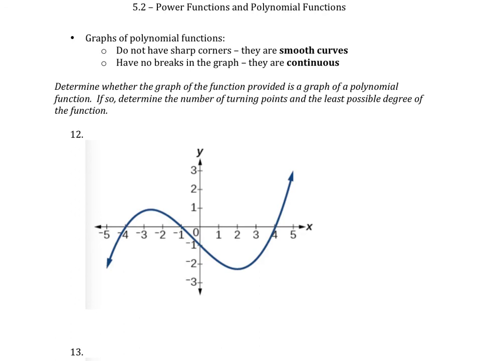Okay, so let's see what we have next. So graphs of polynomial functions. When you're looking at a graph, the telltale signs of a polynomial function are, number one, they are smooth curves, so they do not have sharp corners. Number two, they are continuous, so we have no breaks in the graph. Let me show you what an example would be of something that doesn't meet these criteria. For the first one, a smooth curve. Remember from our toolkit functions, we had the absolute value function. That's a V. That is not a smooth curve. It's a sharp corner right here. So this would not be a polynomial function.